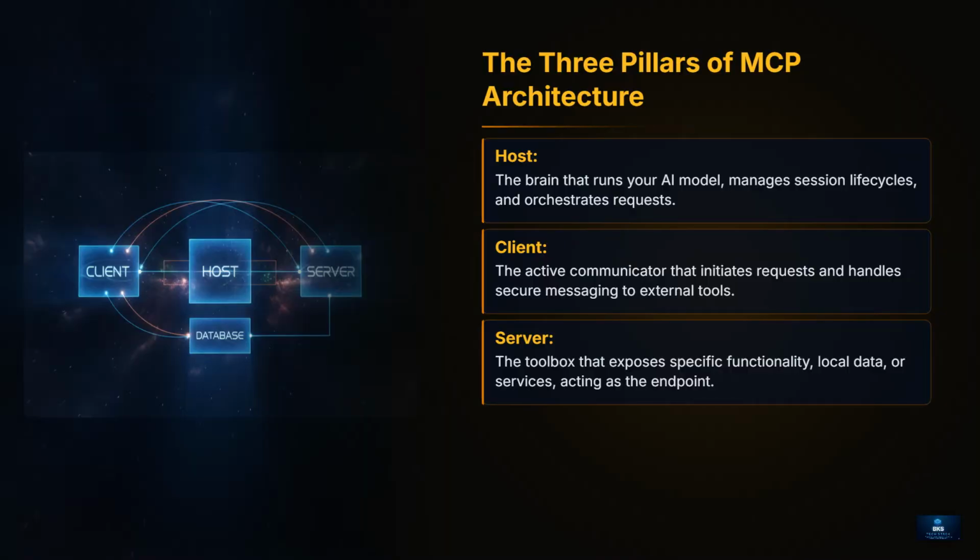MCP relies on 3 distinct roles. The host is your AI's brain, the client acts as the connector for logistics, and the server provides the toolbox of capabilities. This separation of concerns ensures that your models remain agile while your tools remain secure and reachable, all communicating via a lightweight messaging format called JSON RPC 2.0.